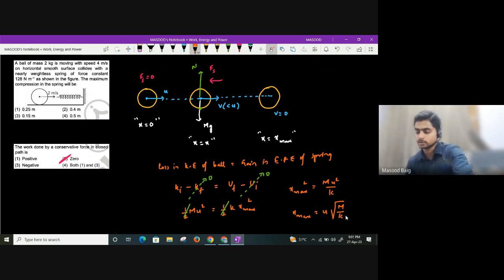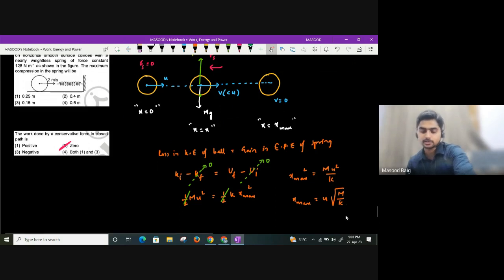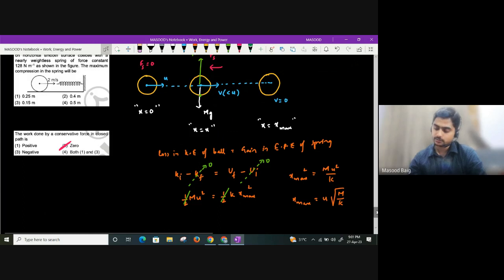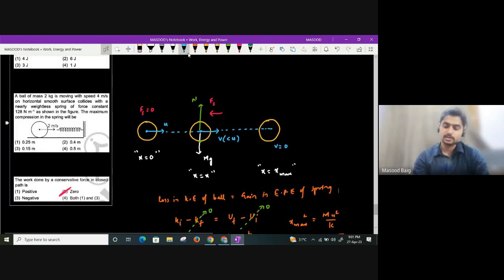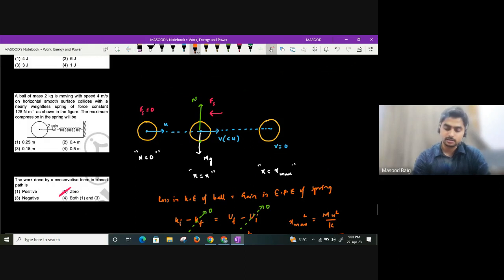It will be u into root over m divided by k. What is speed given? I think speed is given as 2 meter per second. Is there anything related to mass given, guys? 2 kgs. Achha. He has shown in the diagram 2 meter per second, but in the question they have given 4. So please take it as 4, guys.